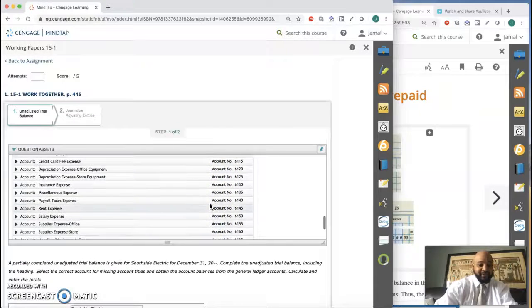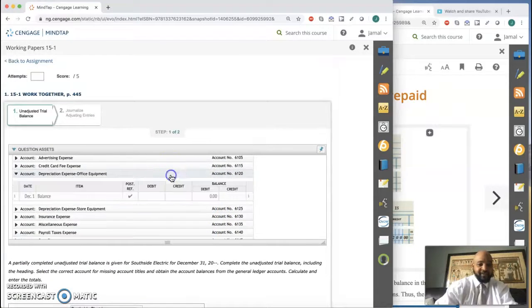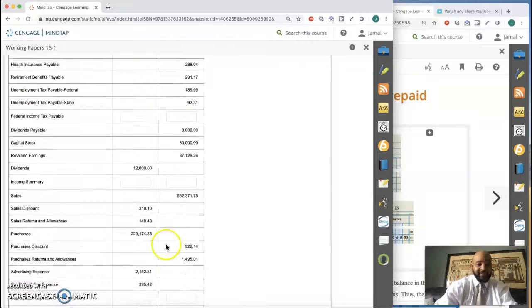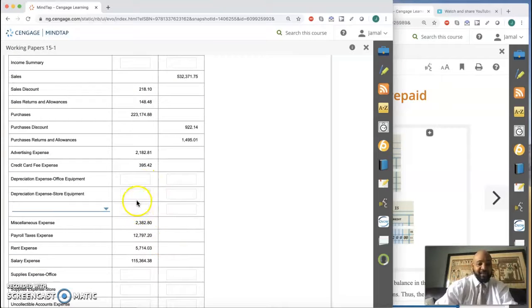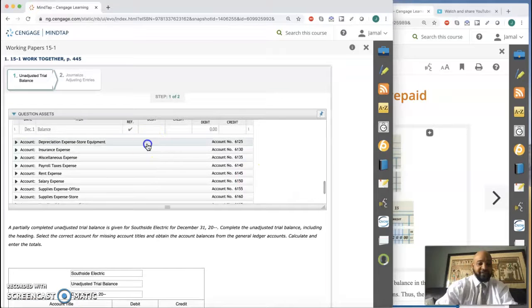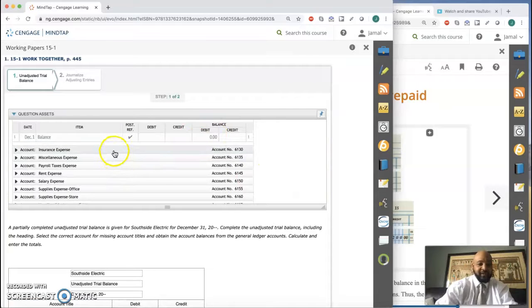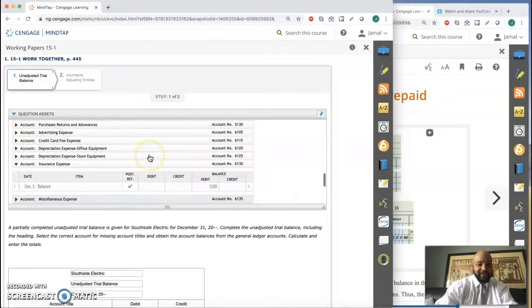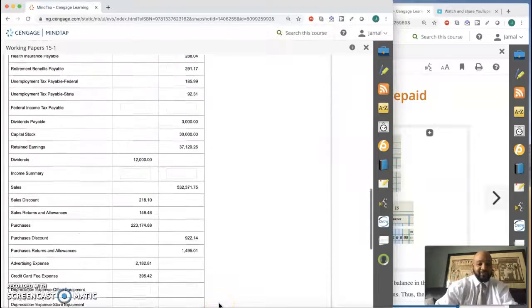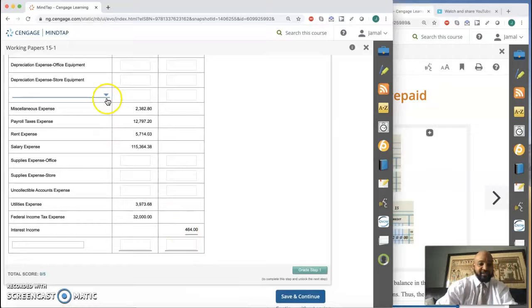Depreciation expense. We know our expenses are near the bottom. Depreciation expense, office. That's zero, because those are the adjustments we're going to have to make later, so they don't have an amount. Store probably doesn't have an amount. What comes after store equipment? So office, here store with zero. And then insurance expense comes after store. So insurance expense, which also has a zero balance. Insurance expense.